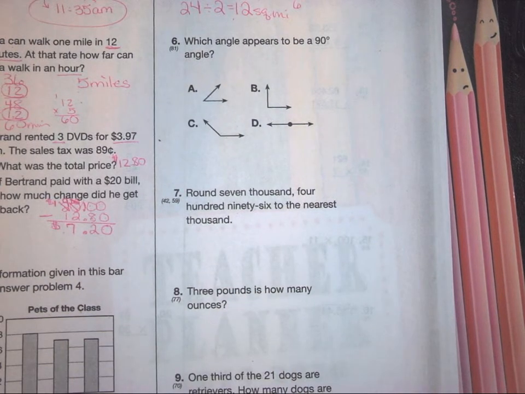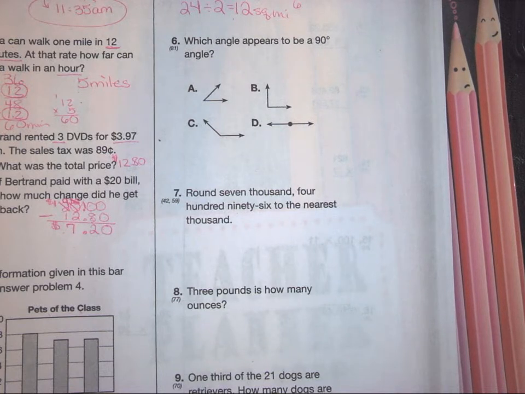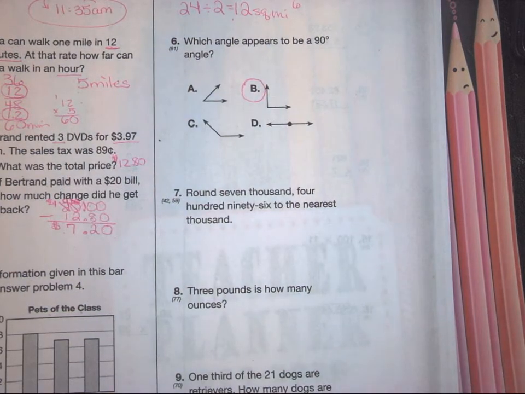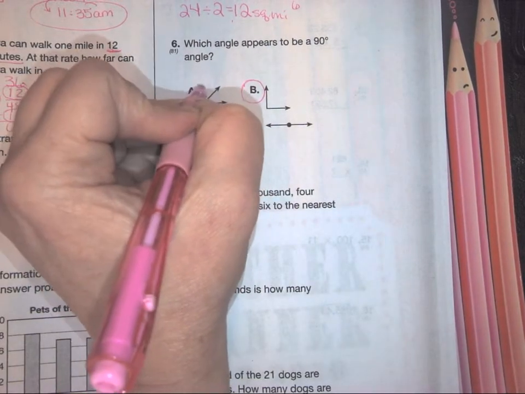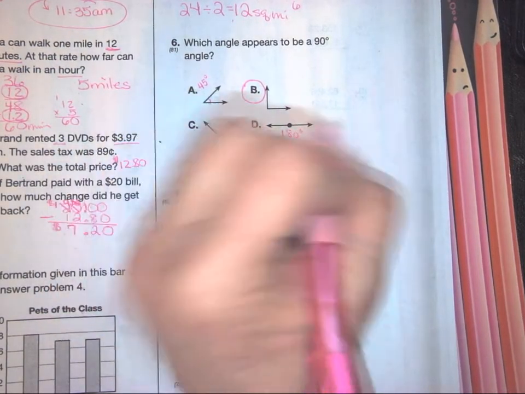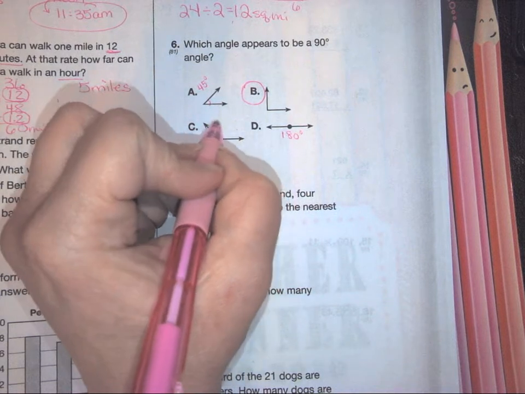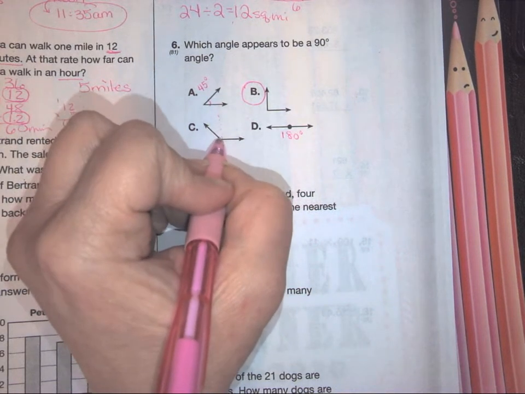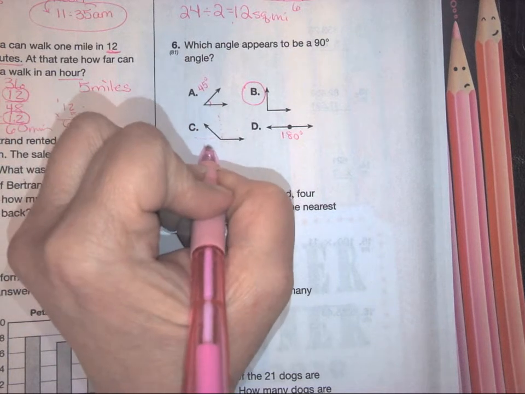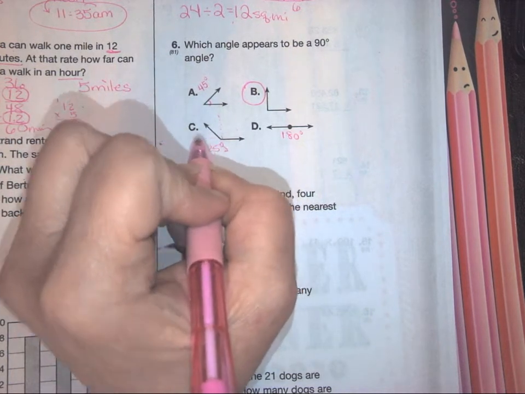Which angle appears to be a 90-degree angle? 90 degrees, remember, looks like an L, or has a little square in the corner. So if I look at which one has a square in the corner, that would be B. To look at these angles here, I would say A is about 45 degrees. I would say D is 180 degrees. A straight line is 180 degrees. And this one here, well, if this is 90 and this is 180, I would say it's halfway between 90 and 180, so maybe 125 degrees.